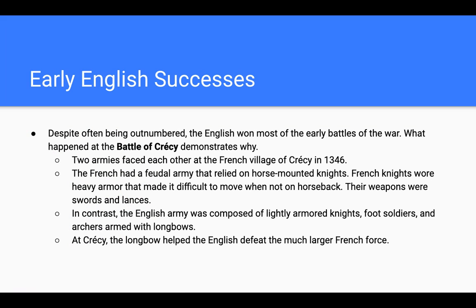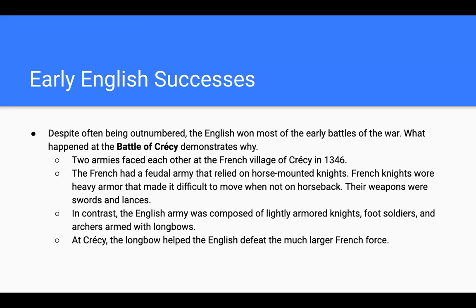So initially, the English started to be pretty successful right out of the gate. The first few battles that they won, they pulled off a lot of victories despite being outnumbered. What happened at the Battle of Crécy will actually demonstrate why that is. So even though the English had fewer soldiers, we're about to find out why they were so successful initially.